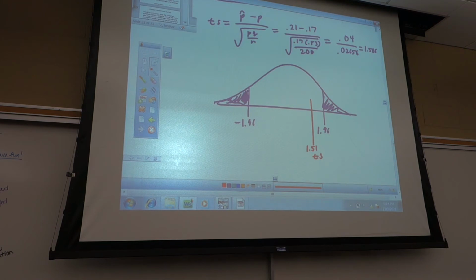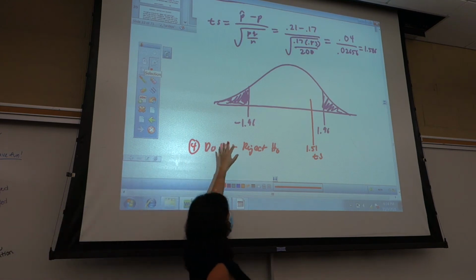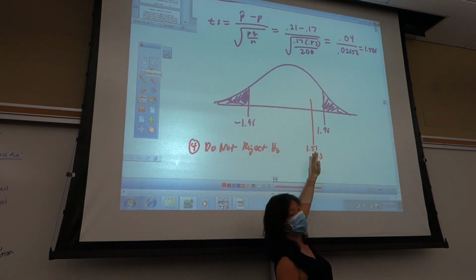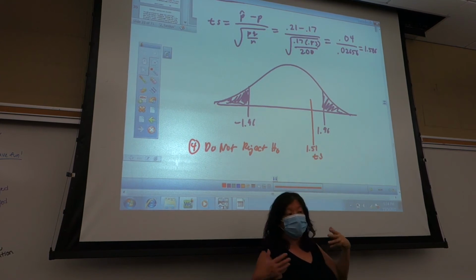So am I going to reject or not reject H naught? Right, exactly. So as long as you have this picture, do not reject H naught. That's all you got to put. You don't have to say why, because you have it in the picture. As long as you have your critical values, you have your rejection area shaded, and you put your test stat clearly in whatever section it's in, then that's your reason.